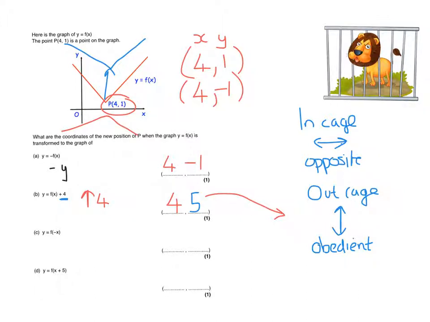Y equals minus f of minus x. Well, it's the x coordinates that have now changed. So the point P, which started off at (4, 1), where the 4 was the x coordinate and the 1 was the y, the x coordinate is now minus 4 and the y stays the same.